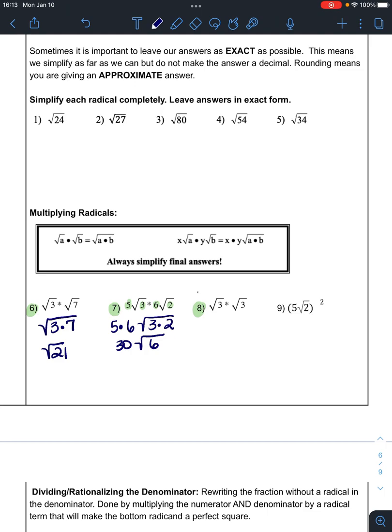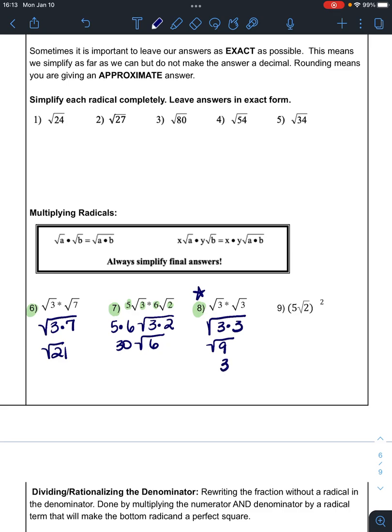Now, probably the most important one that we're going to use today is this one, the square root of 3 times the square root of 3. Well, if we condense this into one square root, the square root of 3 times the square root of 3, well, then that simplifies. 3 times 3 is 9. Well, you always want to double check, but the square root of 9 is a number that we actually know because 9 is a perfect square, so that's 3.